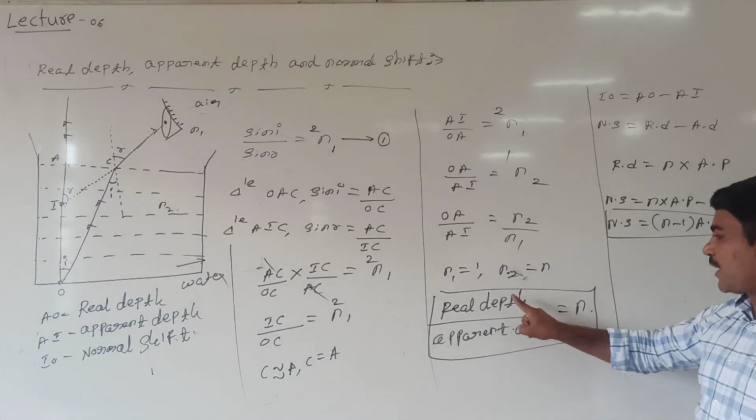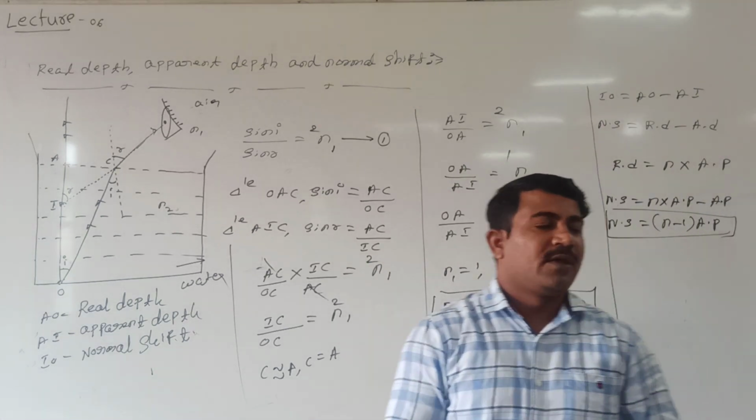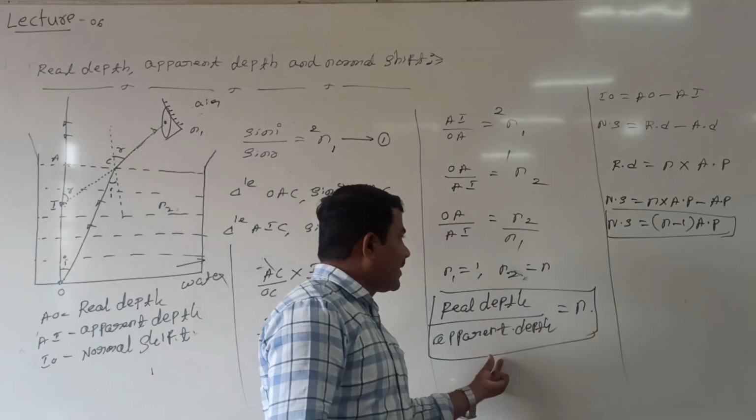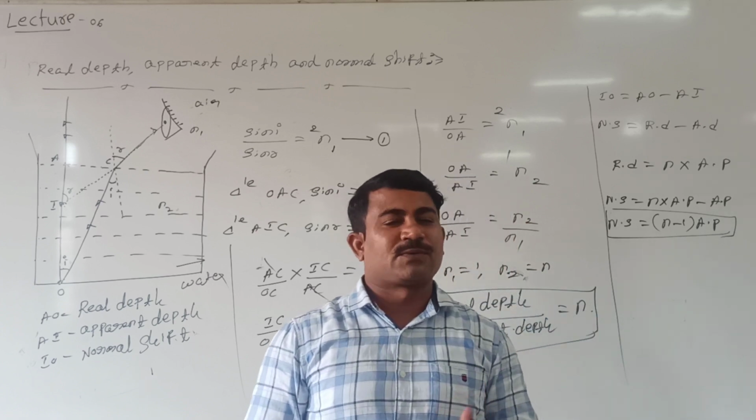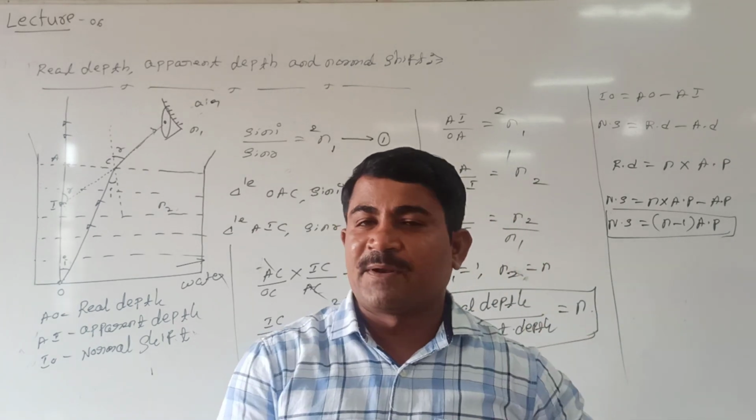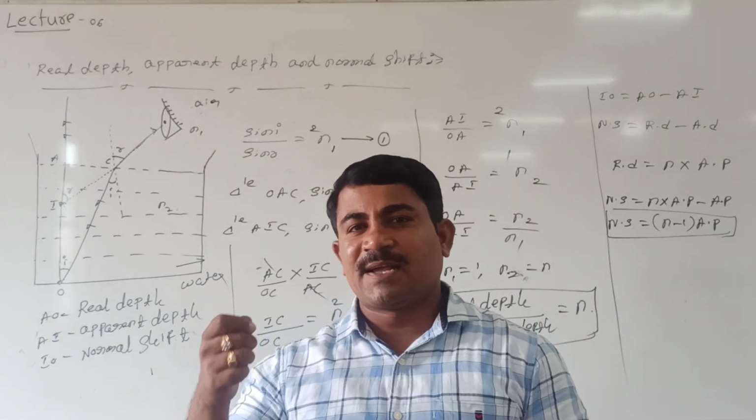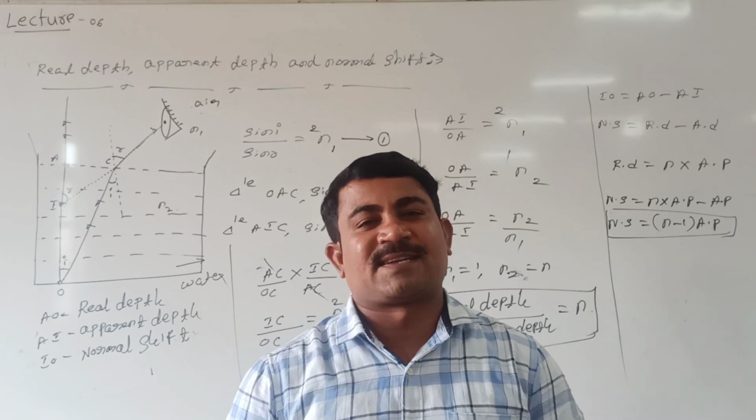This is the relation between refractive index, real depth and apparent depth. Refractive index is equal to real depth by apparent depth, and normal shift is equal to n minus 1 into apparent depth. So this is the concept of the principle of reversibility, real depth, apparent depth and refraction through a glass slab.